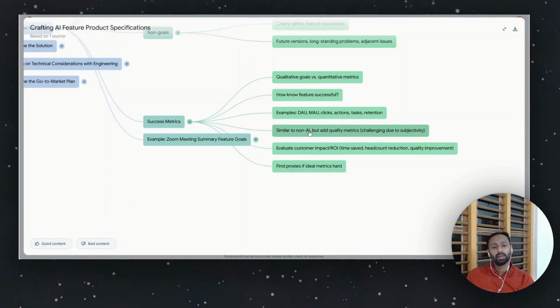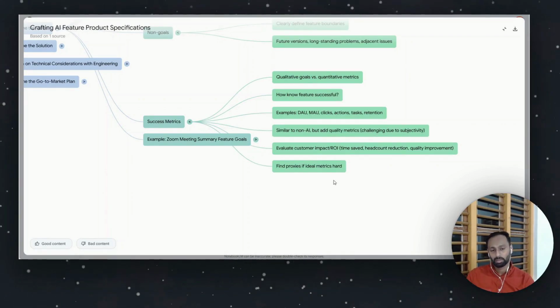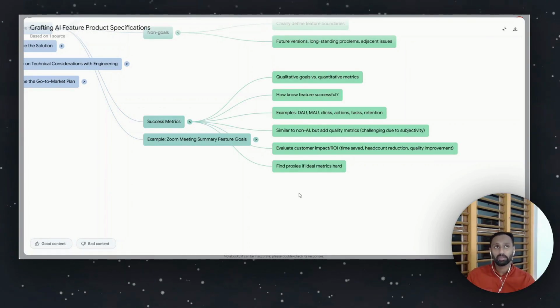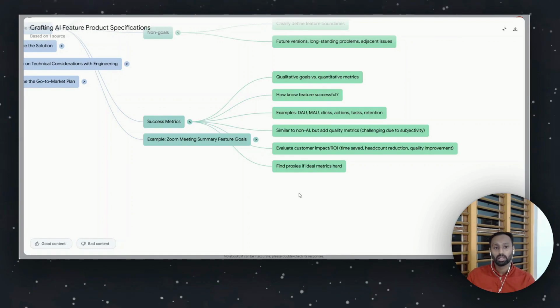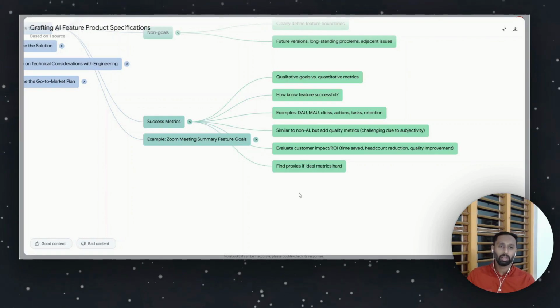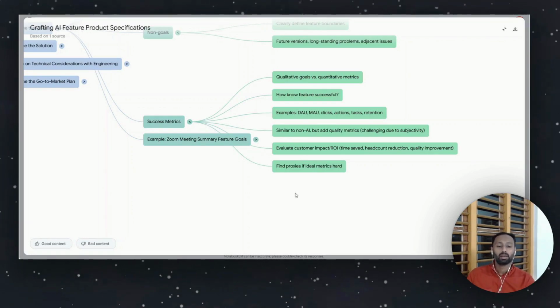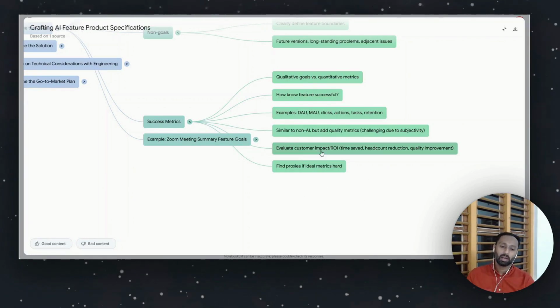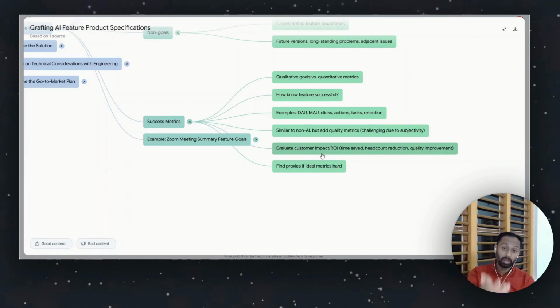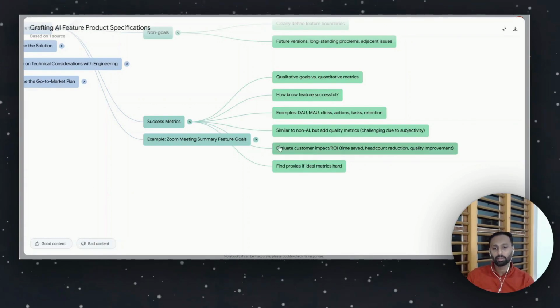Also add quality metrics. This is also important, again, as I said, AI features are very non-binary. It falls under a range, so it is important to say what is good and what is bad. Customer impact can again be a success metric, ROI and stuff like that.